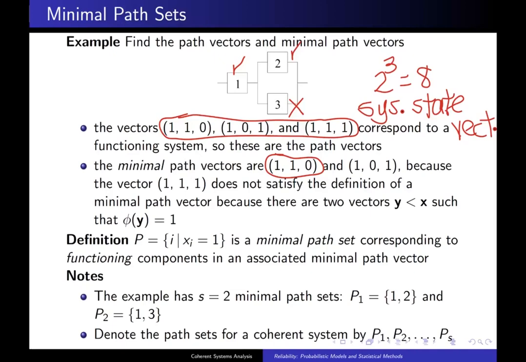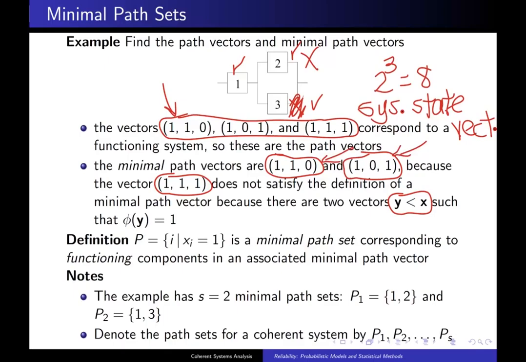And the other vector, which is a path vector, which is 1, 1, 1, what does that correspond to? Component 1 is operating, component 2 is operating, and component 3 is operating. That does not satisfy the definition of a minimal path vector because component 2, for example, could fail and the system is still operating. And that's one of the vectors y less than x, such that phi of y is still 1. So now we have our path vectors, these 3, and we have our minimal path vectors, which are these 2.